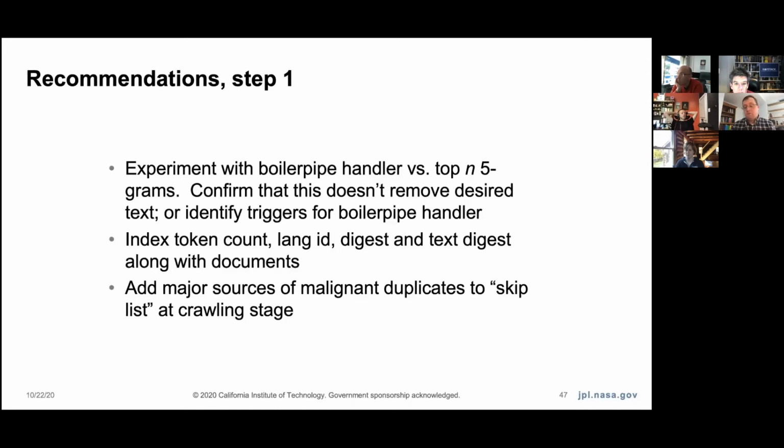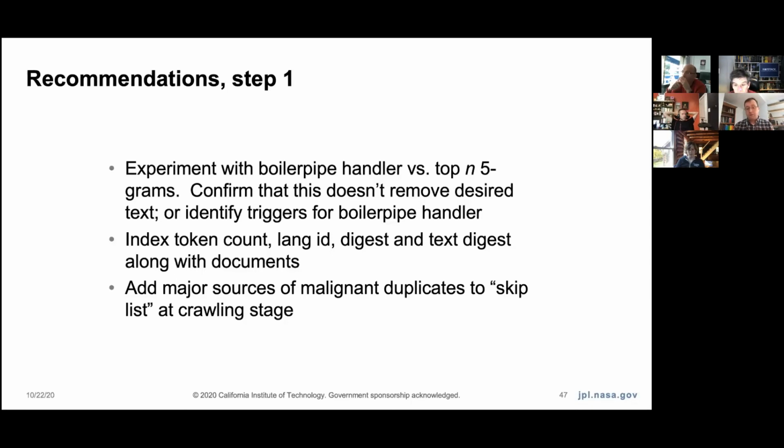So the recommendation is to consider looking, and definitely do an analysis, to see if that will help, because that would dramatically improve the uniqueness of the pages and the content within those pages. I recommended also indexing the token count, the language ID, the digest, which they were already doing, the text digest, and also probably the text profile digest with the documents so that you can do an analysis of those and potentially do group bys or other things.